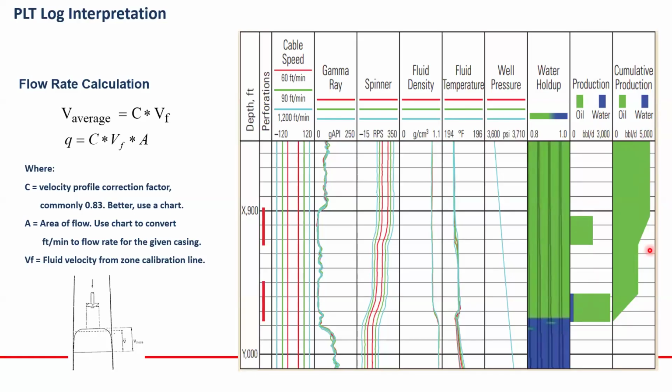And as you see, this is the PLT. This is the spinner speed. It looks like this, the spinner profile. So from this, we can make a line here. This is 100, and how much is this part versus this part. It was a simple way.